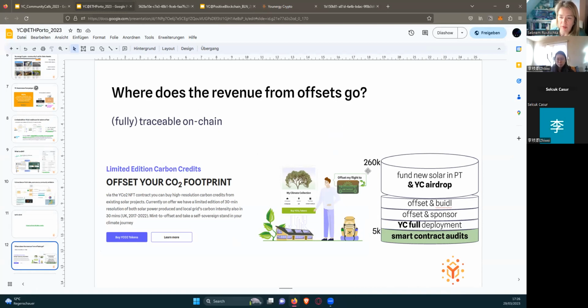Whatever we don't need from this limited edition will go into funding new solar projects in Portugal. And that will be the reward of the initial offsetters, the initial users, participants of the YC protocol who currently can use the YCO2 tokens to offset. So with that, Shiwei, I'll hand over to you and we go a bit deeper into the simulations that you have done thus far, looking into the limited edition of the carbon credit sales.